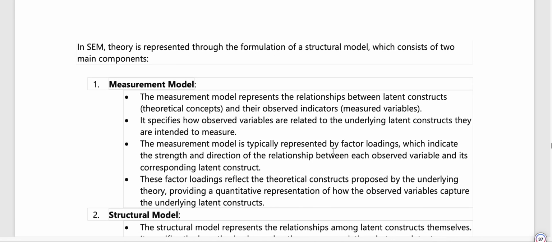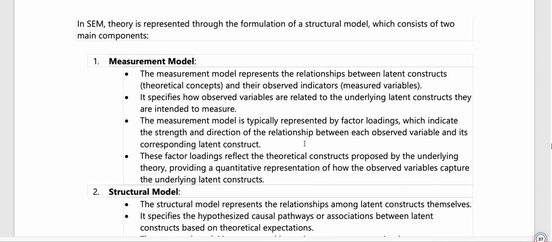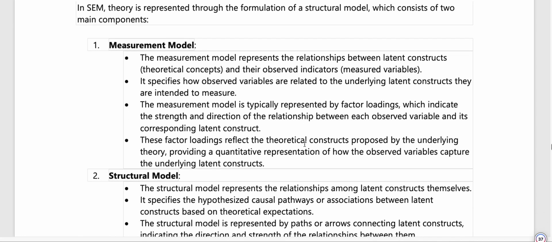In structural equation modeling, theory is represented through the formulation of a structural model, which consists of two main components: the measurement model and the structural model. First we'll talk about the measurement model, and then we will talk about the structural model. The measurement model represents the relationship between latent constructs, theoretical concepts, and their observed indicators, the measured variables. They specify how observed variables are related to the underlying latent constructs they are intended to measure.